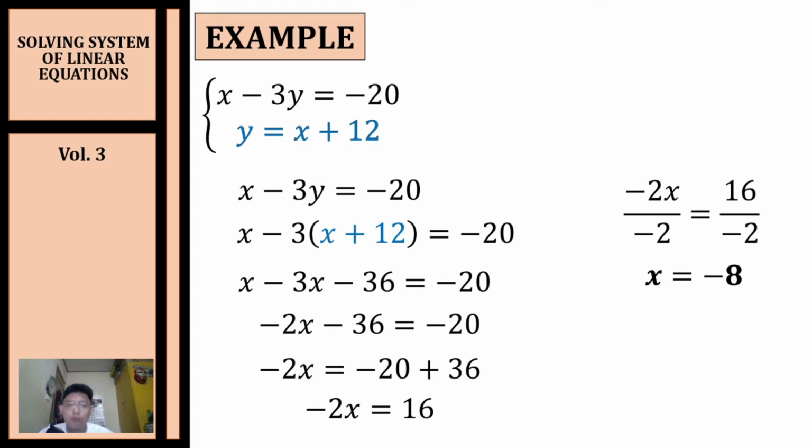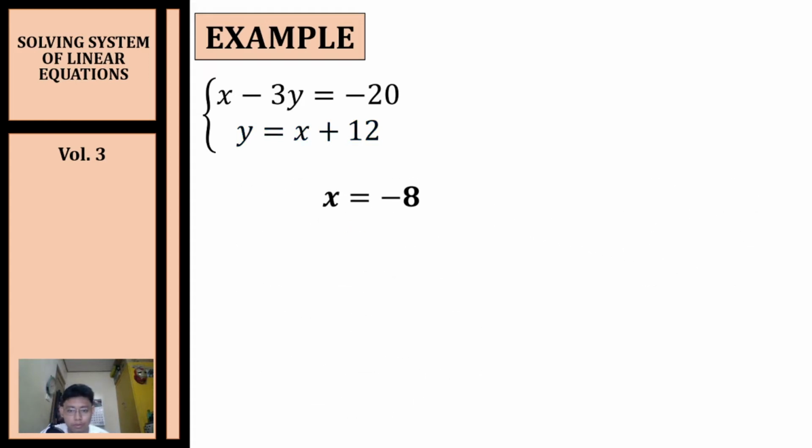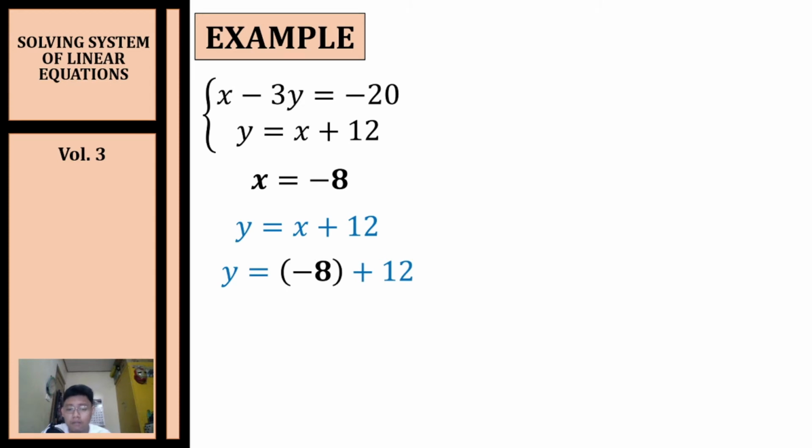Now that we have one of the values of our variables, which is x is equal to negative 8, we can substitute this value into either the first equation or the second equation. For me, I prefer to use the second equation because y is already isolated. When I substitute negative 8 for x, I will get the value of y. So y is equal to negative 8 plus 12. Combining like terms, the value of y is equal to 4.